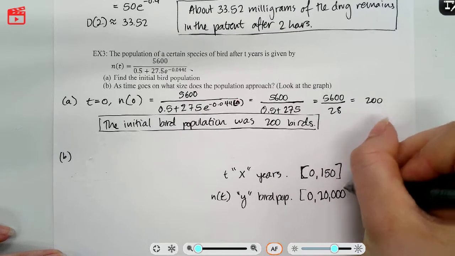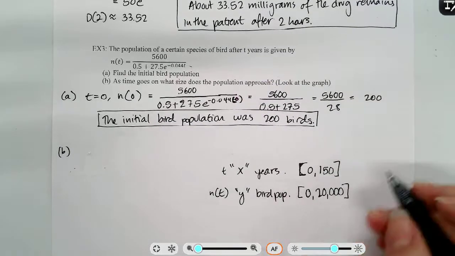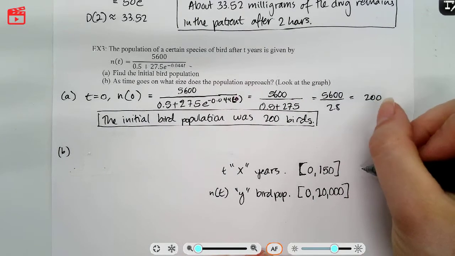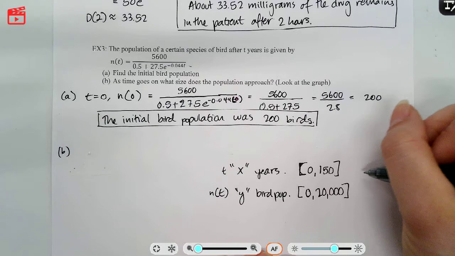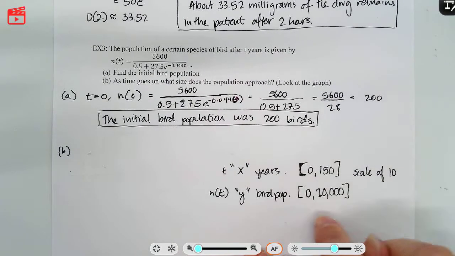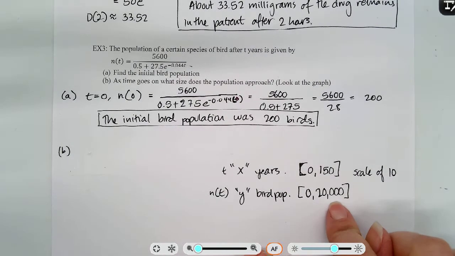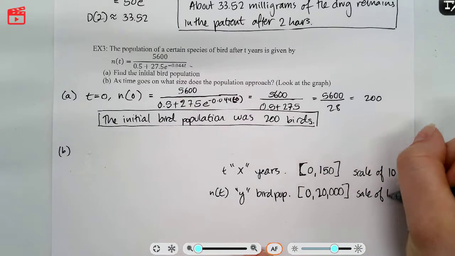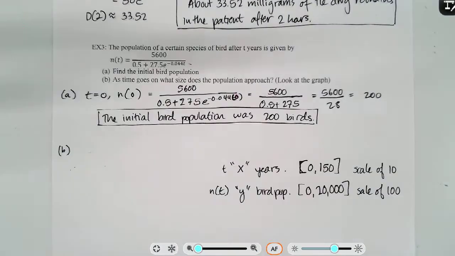20,000. And then for our scales, like if we're going in terms of 1s or 2s, for the years let's go with scales of 10. And for bird population, maybe 0 to 20,000; 10 would still be kind of a small scale, so let's go with a scale of 100. Okay, let's go ahead and plug these in.